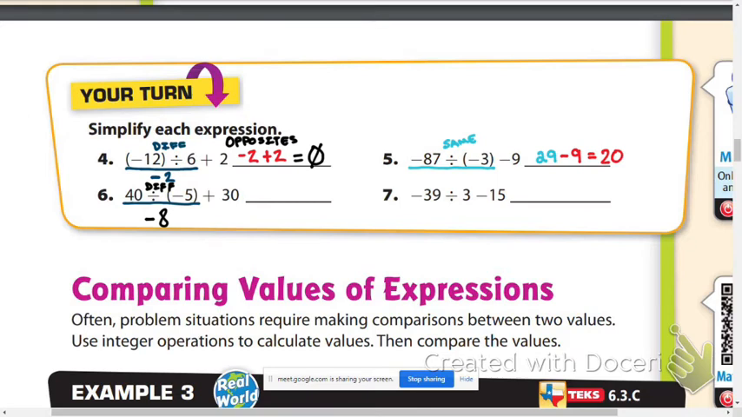So now I'm not done. I still need to bring down the plus 30. What kind of problem do we have here? Adding integers with different signs. Very good.